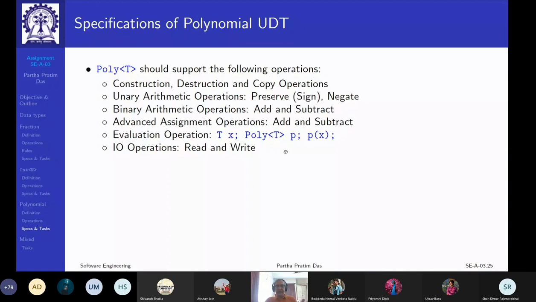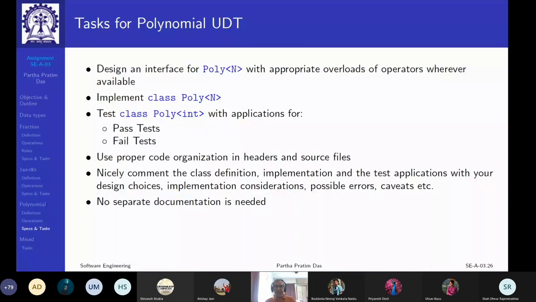The task you have understood is the same. You have to design the interface. Based on this, you have to list out the signatures of different non-static and static member functions, friend functions, and so on. Support functions if you require any. Then implement, write all the function codes, and then write pass and fail tests for the polynomials. Okay. Clear? Any questions?